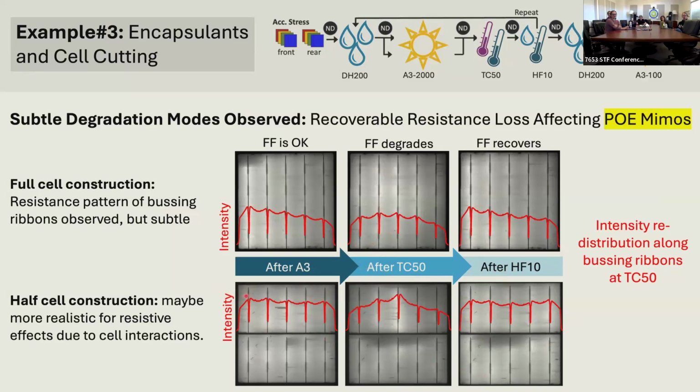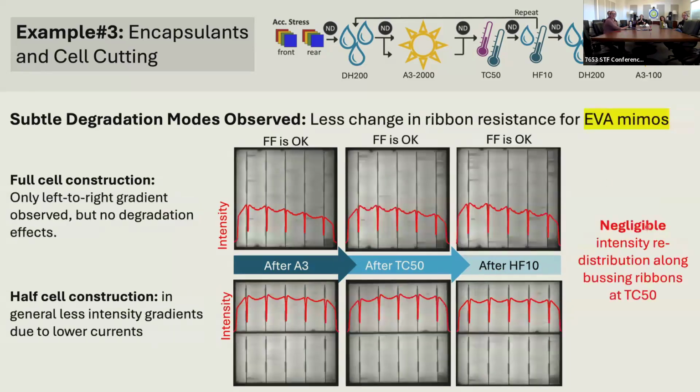So here you can see pretty easily in the half cell constructions, it's largely flat. And then as you go into the spot where the fill factor degrades, you have some local intensity around some of the busing ribbons, and then it recovers after humidity freeze. So that doesn't happen as severely in the mini modules that don't have that recoverable fill factor loss. So for example, the EVA mini modules didn't show the recoverable fill factor loss, and here our intensity profiles remain pretty uniform.